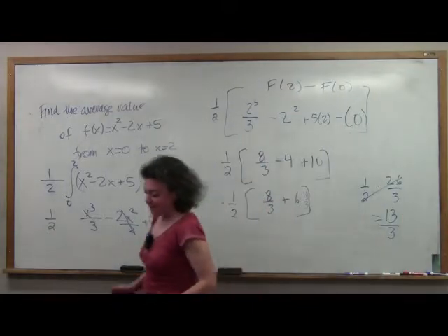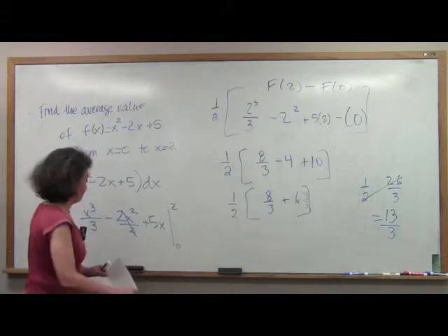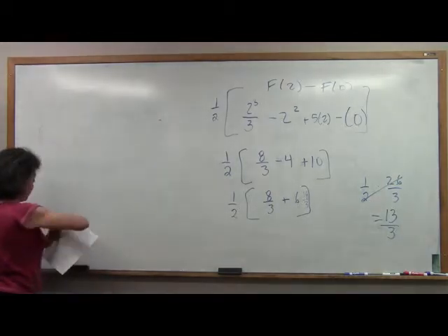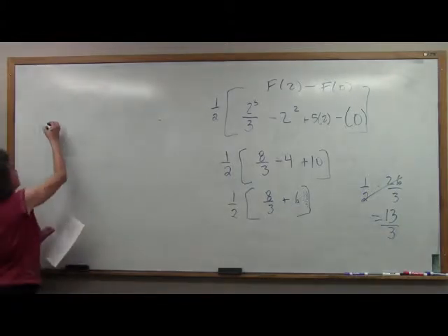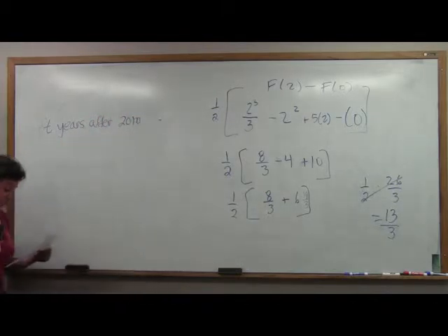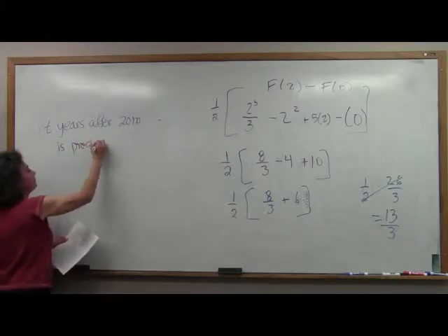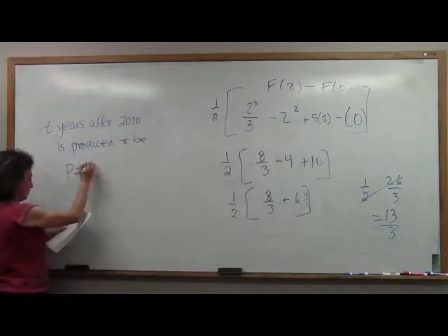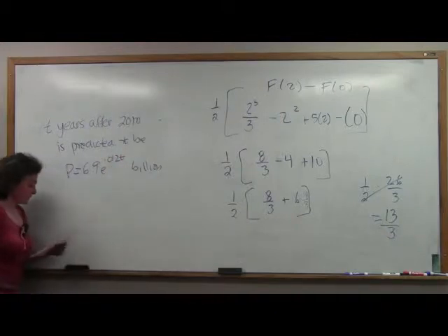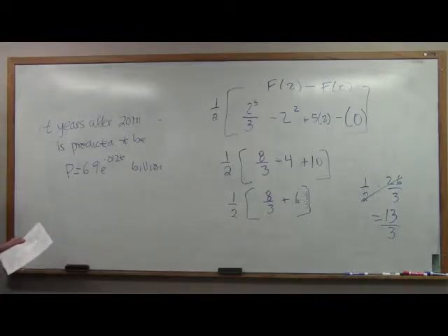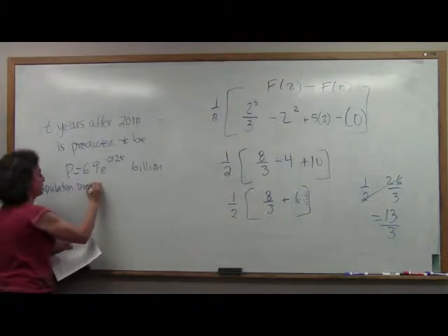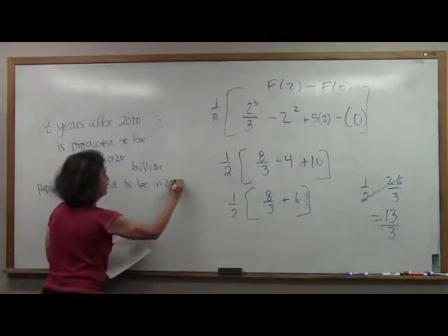All right. Now let's take something perhaps a little more applicable. What if I told you that the population of the world t years after 2010, notice t is the number of years after 2010, is predicted to be P equals 6.9 e to the 0.012t billion people. Well, I'm going to ask two questions. What is the population predicted to be in 2020?